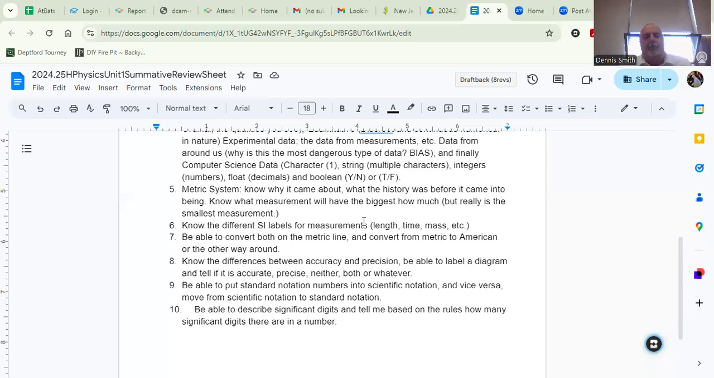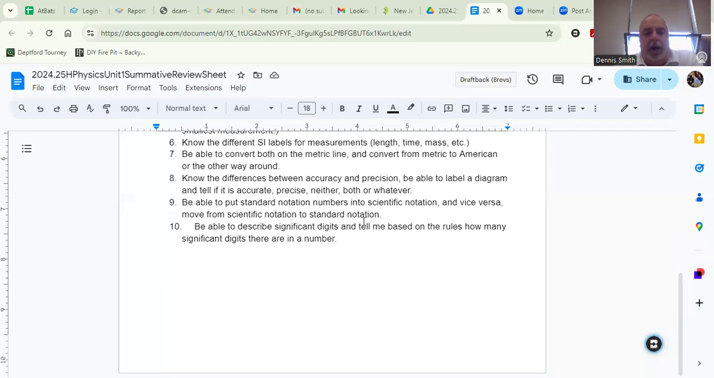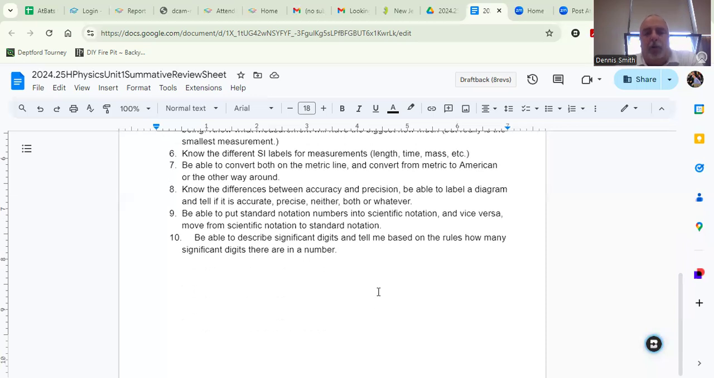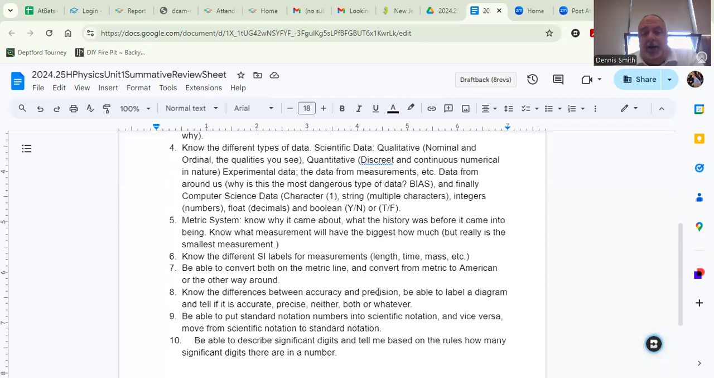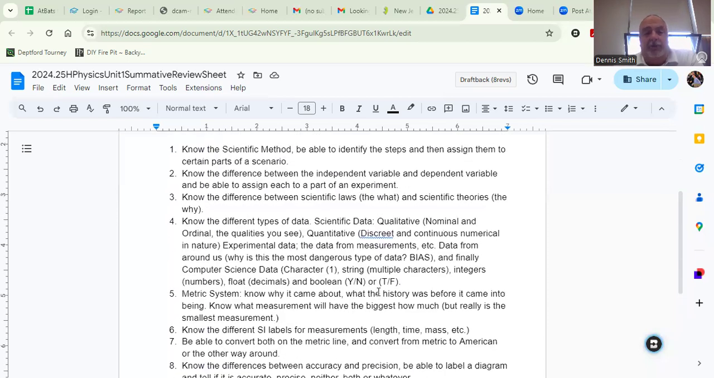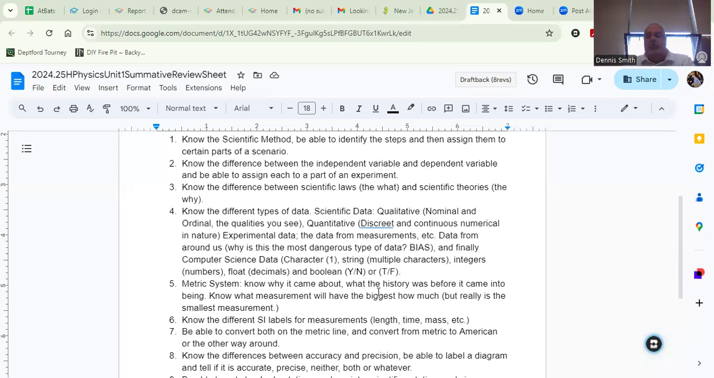You got to be able to put standard notation numbers into scientific notation and vice versa. Know which way the decimal is going to be moving with a positive exponent and a negative exponent. Be able to describe significant digits based on the rules and how many significant digits there are. So, I mean, it's really pretty self-explanatory. So you guys should, like I said, kill it. Read the do nows. Think about it when you're reading the questions. Don't just jump at an answer. Think it through.